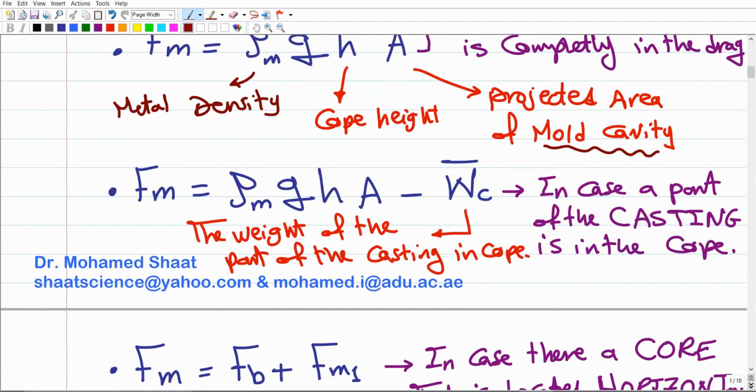But how about if there is a portion of the casting that is going to be located in the cope? The weight of the casting portion located in the cope should be subtracted from the buoyancy force, because the term rho g h A assumes that the pushing from the molten metal is completely located in the drag. If there is a portion of the casting located in the cope on the top, the weight of this portion works against the buoyancy force. That's why it should be subtracted here. The total force pushing on the sand, on the cope, will be the difference between this term and the weight of the portion of the casting inside the cope.